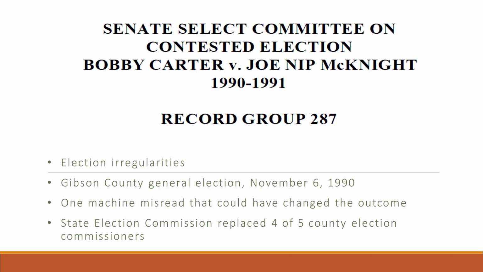So another very specific, I should say, record group 287 involves a specific election dispute in 1990 in Gibson County. There was a machine that had been misread that would have changed the outcome of the election. Ultimately, the folks investigating this election decided to stay with the original results instead of what it should have been had the one machine been taken into consideration. And because of the decision to basically give the office to the person who shouldn't have won, 4 of the 5 county election commissioners were replaced. But if you're researching Gibson County, this one is related to elections.